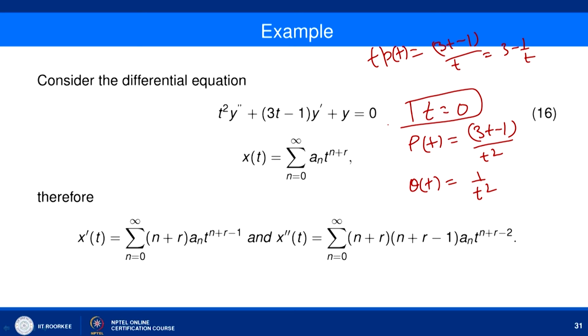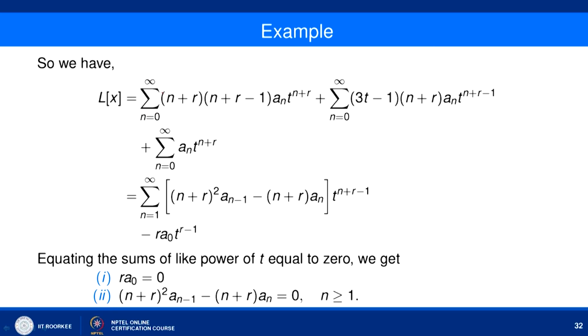If it is an irregular singular point, and we still want to find out whether the method given for a regular singular point will work for this or not, let us assume our solution y(t) as summation n equal to 0 to infinity a n t to the power n plus r, calculate y dash, y double dash and so on, and put it back into the equation. What you will see is summation n equal to 0 to infinity (n plus r)(n plus r minus 1) a n t to the power n plus r, plus summation n equal to 0 to infinity (3t minus 1)(n plus r) a n t to the power n plus r minus 1, plus summation n equal to 0 to infinity a n t to the power n plus r.